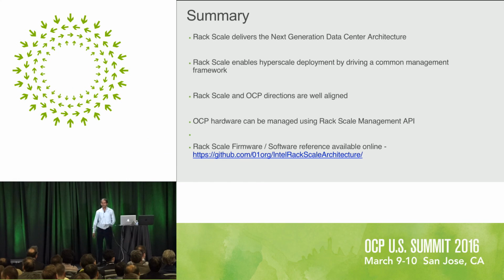Okay, looks like I'm running out of time, so I'll quickly summarize. Our goal with the Rackscale architecture is to deliver the next generation data center architecture, and, working along with OCP hardware, to take it to a place where we have a common framework for hyperscale deployment. We believe the open OCP hardware, as we have shown through our own reference platforms, can be taken and managed through the Rackscale management API.